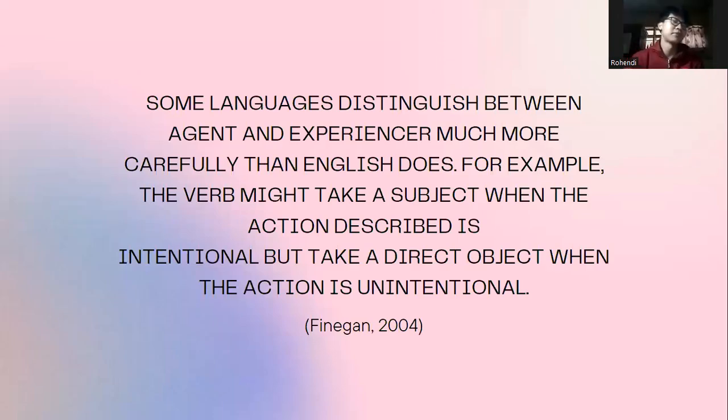Okay, last maybe, there's I found in the Van Valin 2004. Some languages distinguish between agent and experiencer much more carefully than English does. Jadi beberapa bahasa memperlihatkan perbedaan antara agent dan experiencer ya lebih daripada bahasa Inggris. For example, the verb might take a subject when the action described is intentional, but take a direct object when the action is unintentional. Yeah. See, there is intentional and unintentional.